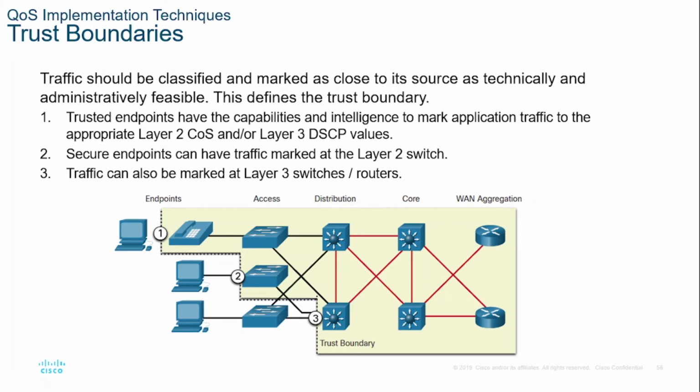Secure endpoints can have traffic marked at the layer 2 switch. Traffic can also be marked at layer 3 switches or routers. Remarking traffic, for example, remarking QoS values to IP precedence or DSCP values, is typically necessary.